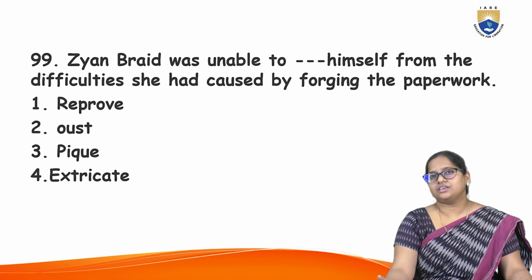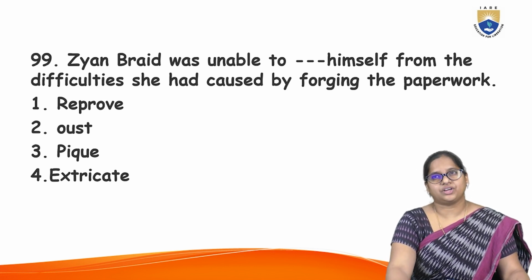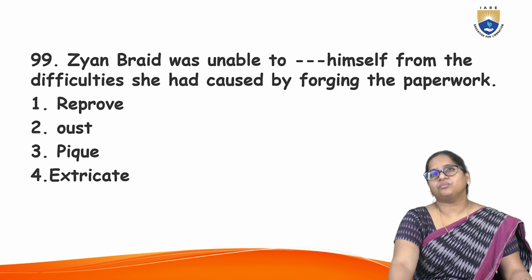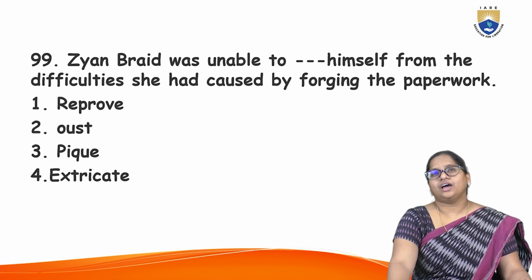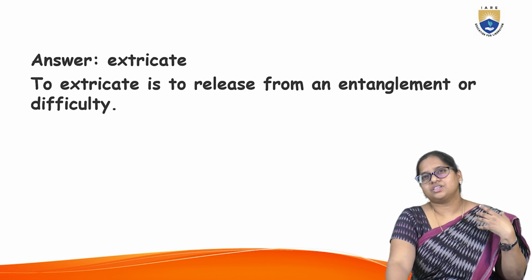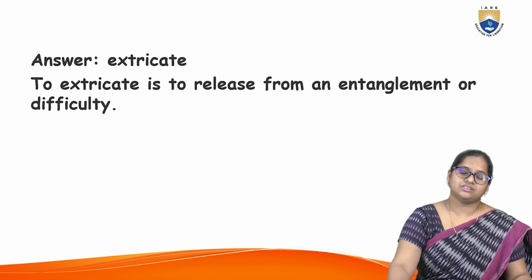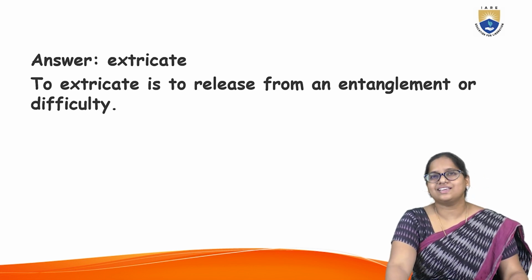So now let's see the fourth option. Zain Braid was unable to extricate himself from the difficulties she had caused. Extricate is like to release from this sort of bondage or difficulty. So that is the meaning of it. So the answer is extricate.